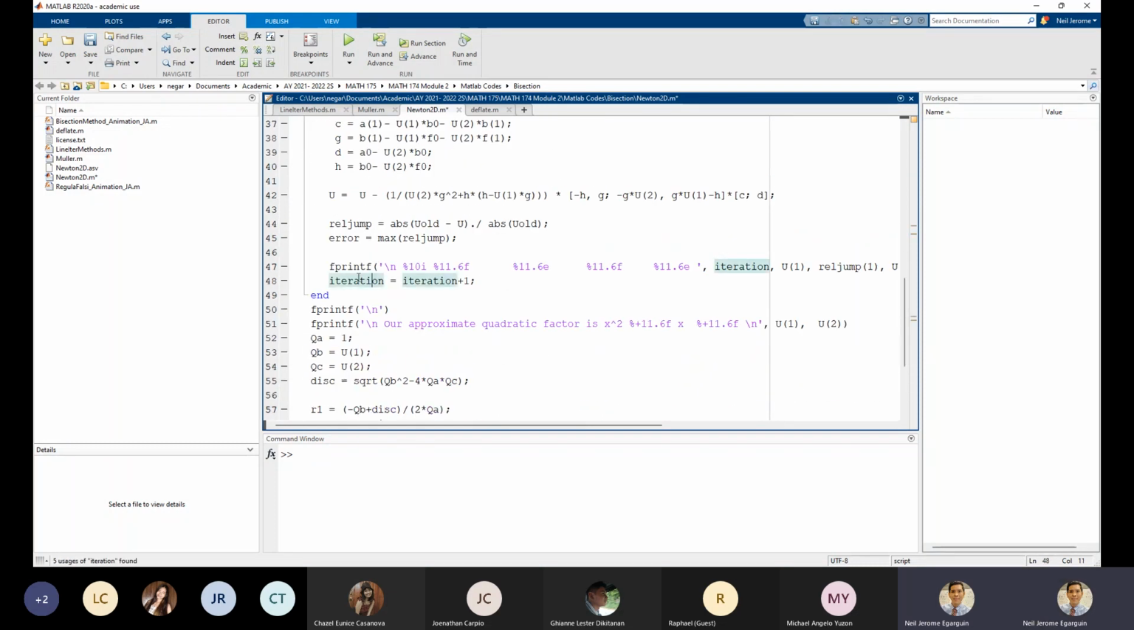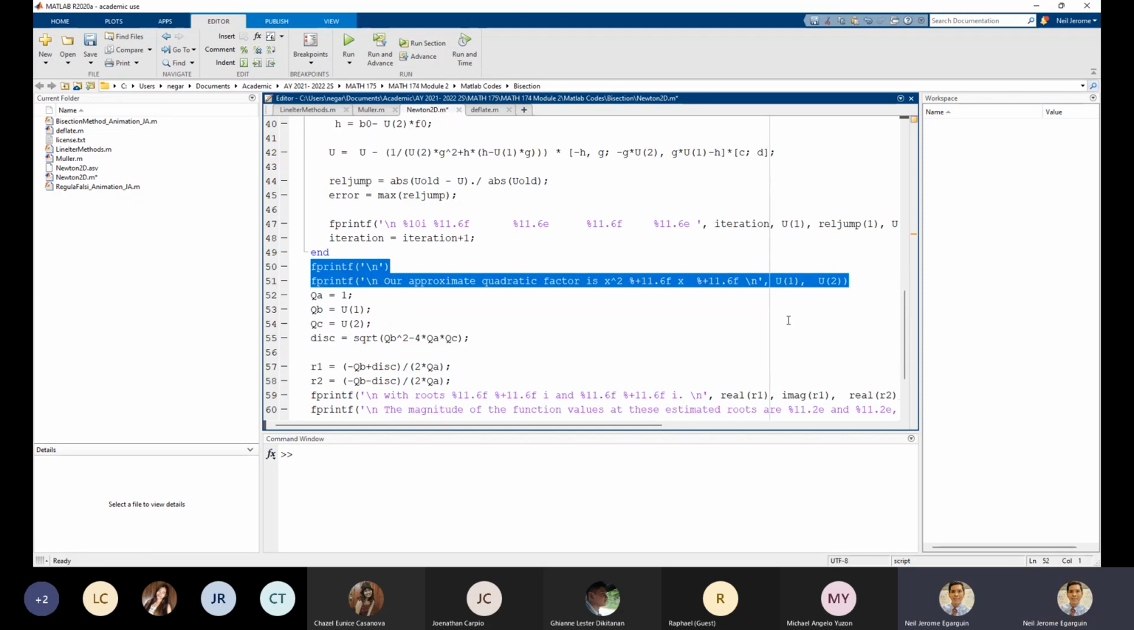And then, pagka natapos na yung iteration, ito na. Papaprint ko na lang ano yung quadratic factors. Tapos, makukuha ko yung quadratic factors, kailangan ko ngayon i-apply yung quadratic formula para mahanap yung roots corresponding to that quadratic factor. So, tinawag ko lang na QA yung A dun sa quadratic function, si QB yung coefficient ni x, si QC yung constant, right?